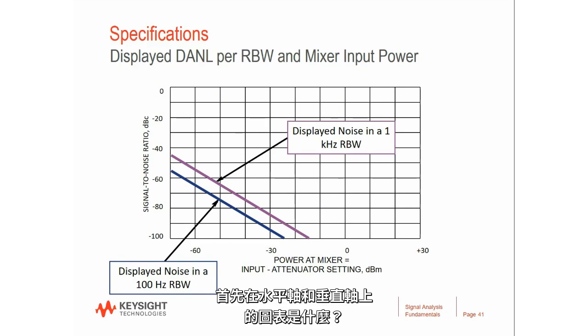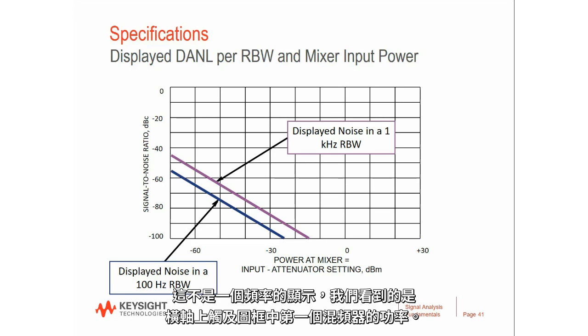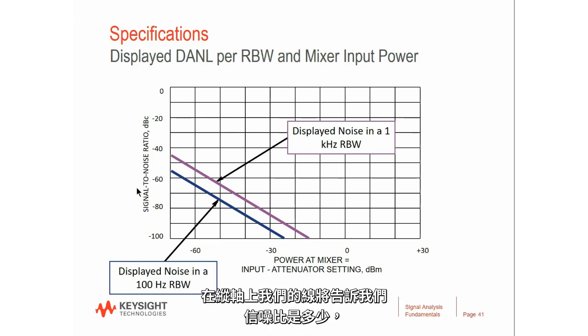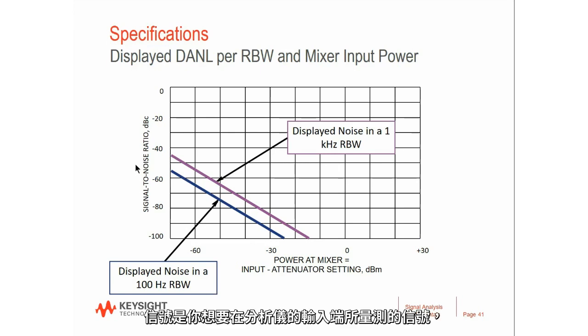First of all, what is this graph representing on the horizontal and vertical axes? This is not a frequency display. What we're looking at here on the horizontal axis is the power that's hitting the first mixer of the block diagram. So the horizontal axis is power to the mixer, which you can control by adjusting the attenuator and knocking down the input signal. On the vertical axis, our line is going to tell us what the signal-to-noise ratio is. The signal is the thing that you're trying to measure at the input of the analyzer. The noise is the noise floor, or the DANL, of the spectrum analyzer.